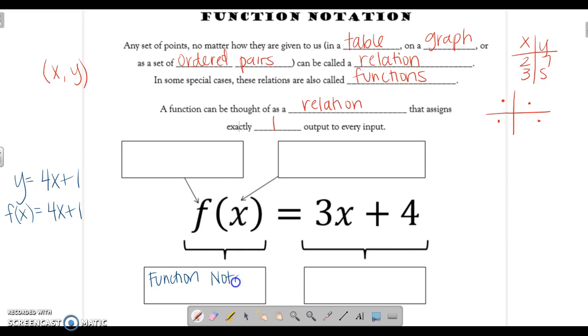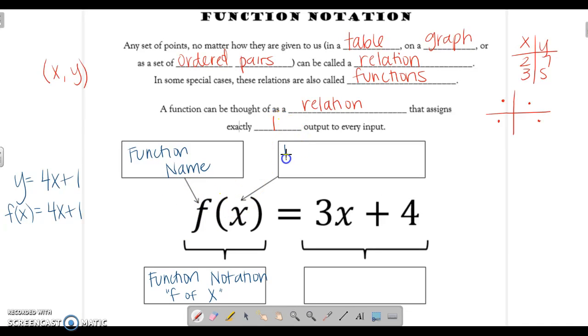And function notation, when you read this, typically we say f of x. So if you're going to read that out loud, f of x. f is going to be the function name. And it's not always going to be f. You can use g, you can use h. It just kind of depends on what the situation is. So pretty much any variable can go there. But f is, in this case, the function name.